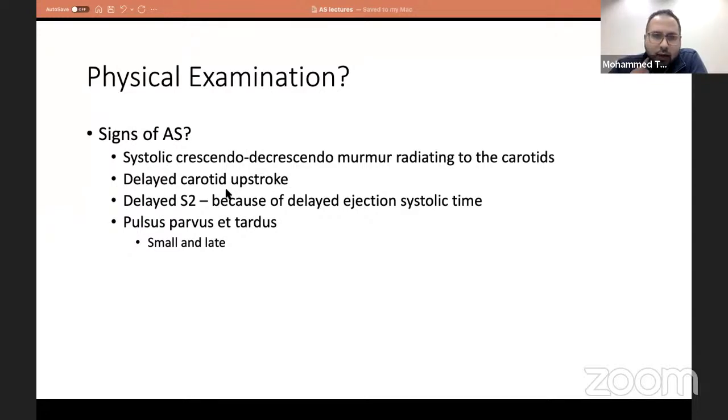If you put your stethoscope on the carotid, you can hear the pulse slightly later than what you would expect. And pulsus parvus et tardus, which means that the pulse is small in amplitude and late, okay? And this is because of the delayed ejection systolic time. It takes the heart longer time to produce systole, which makes it small and late.